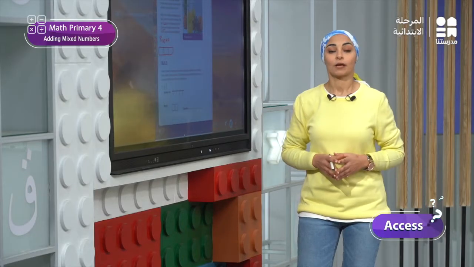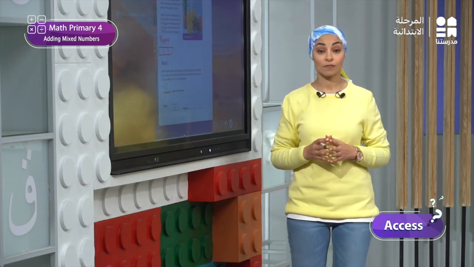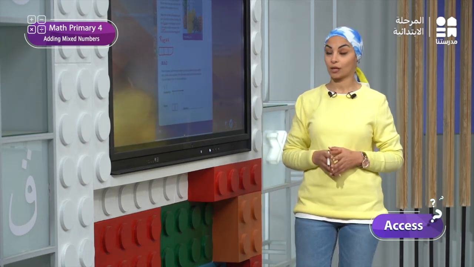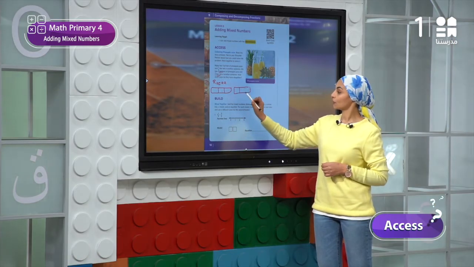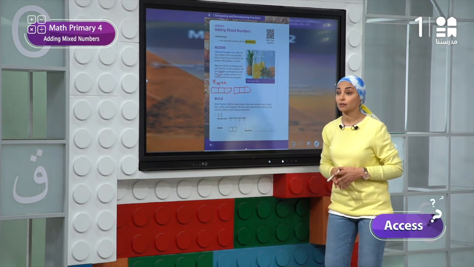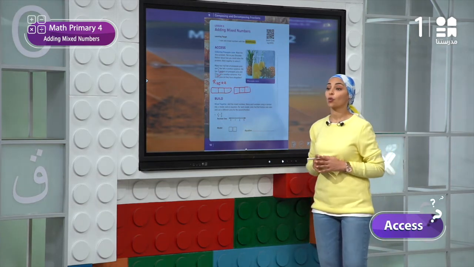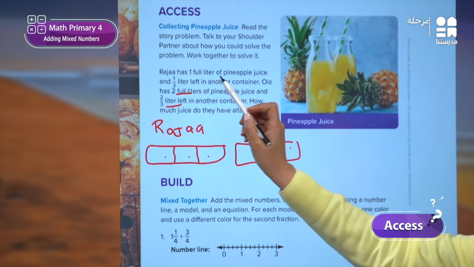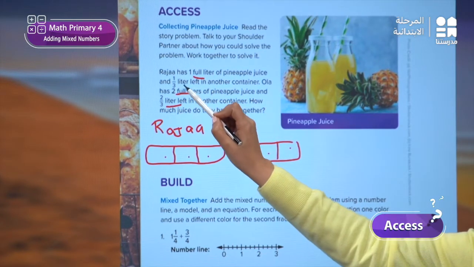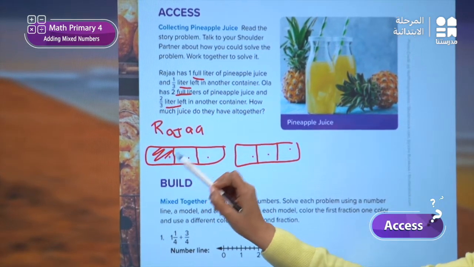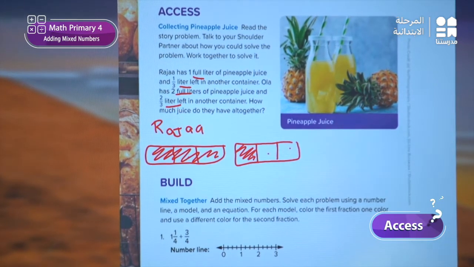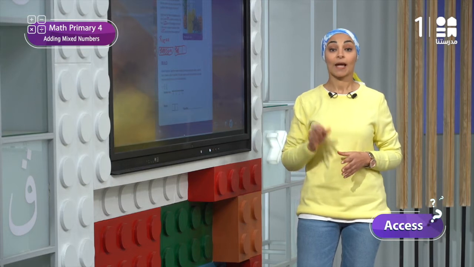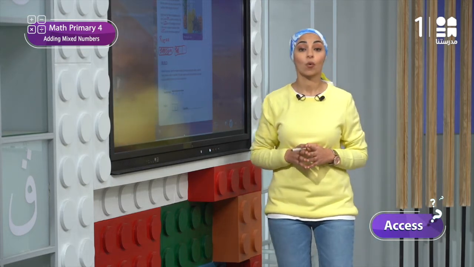I can also make another rectangle of the same size as this one, divided also into 3 equal parts. So I will make another rectangle and divide it also into 3 equal parts, right? However, we will color only one part of it. So Raja has 1 full liter and 1/3 liter. I will shade 1 whole and 1 out of 3 in the second rectangle.